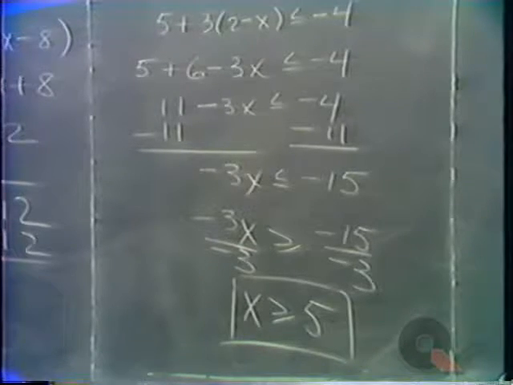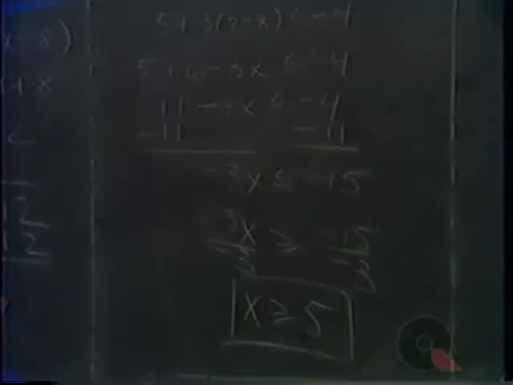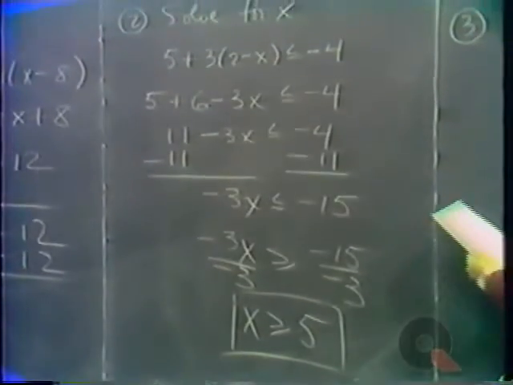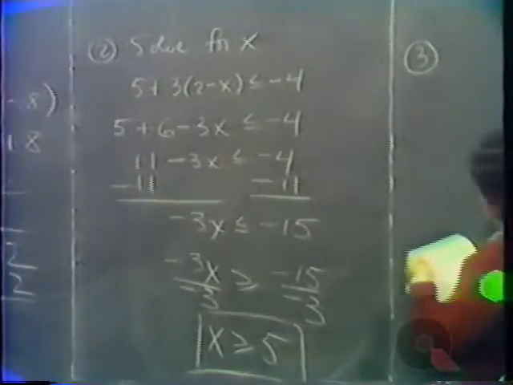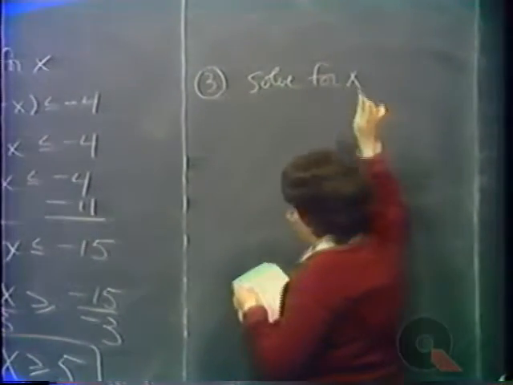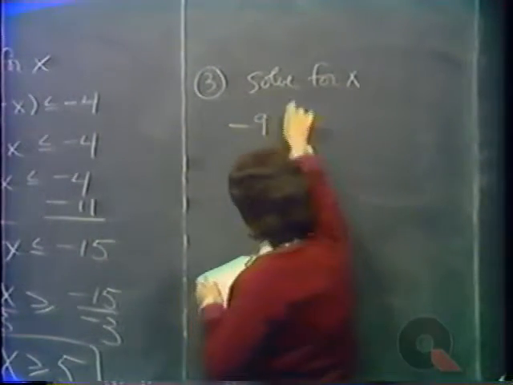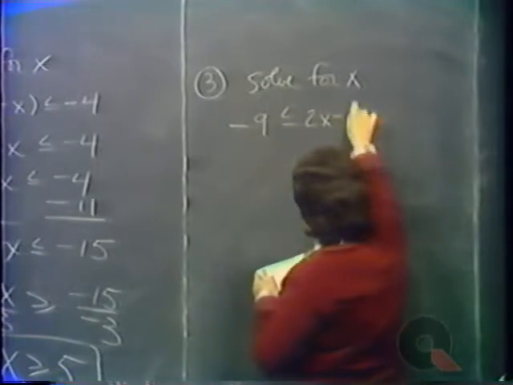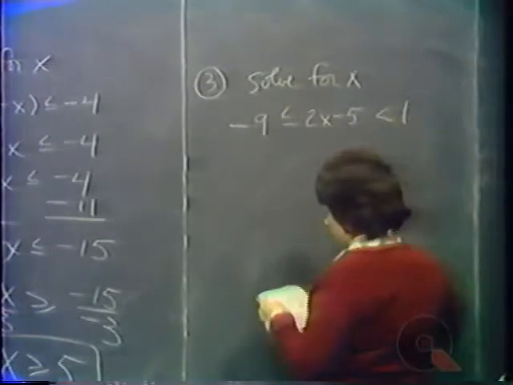All x values greater than or equal to 5. We might also have an inequality in the following fashion. We want here to solve for x. We have minus 9 less than or equal to 2x minus 5 less than 1.